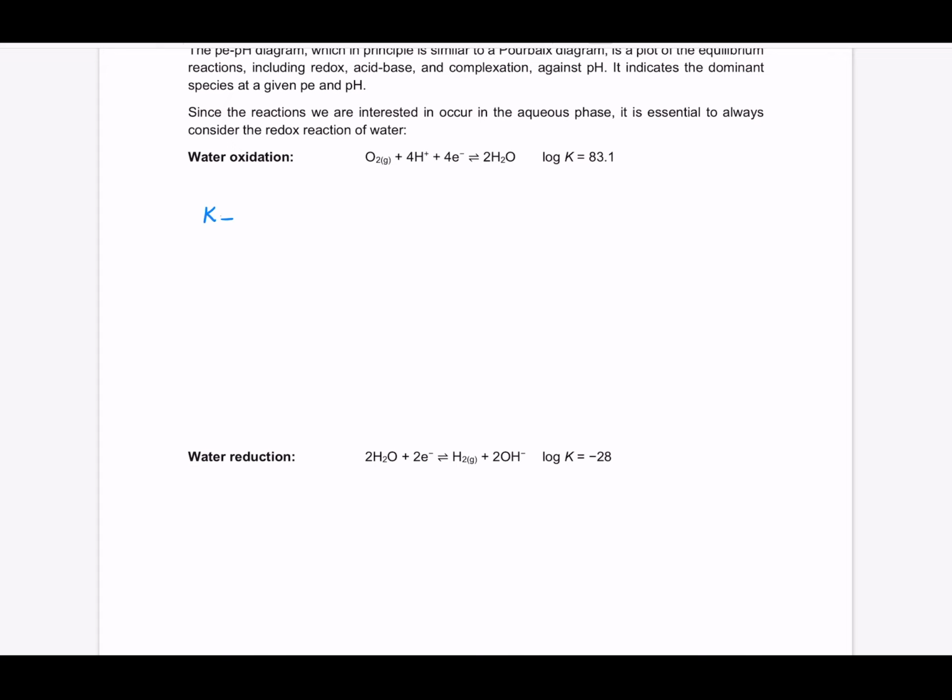to write the equilibrium. So K would be the product, in this case, water to the power of 2, and then oxygen, because in the gas form, we basically talk about the partial pressure. And then the electron as a species to the power of 4. So this is just a typical expression for the equilibrium.